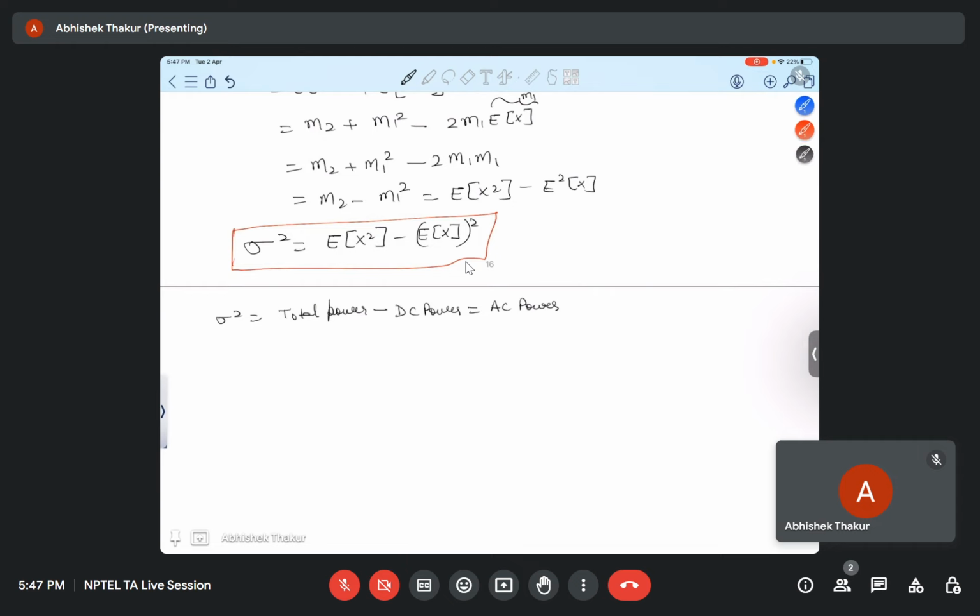So the next parameter is standard deviation. This is given as sigma. So standard deviation is simply the square root of variance. So this is equal to the square root of variance. So that is equal to the square root of AC power. Okay. So this is equal to the AC value.